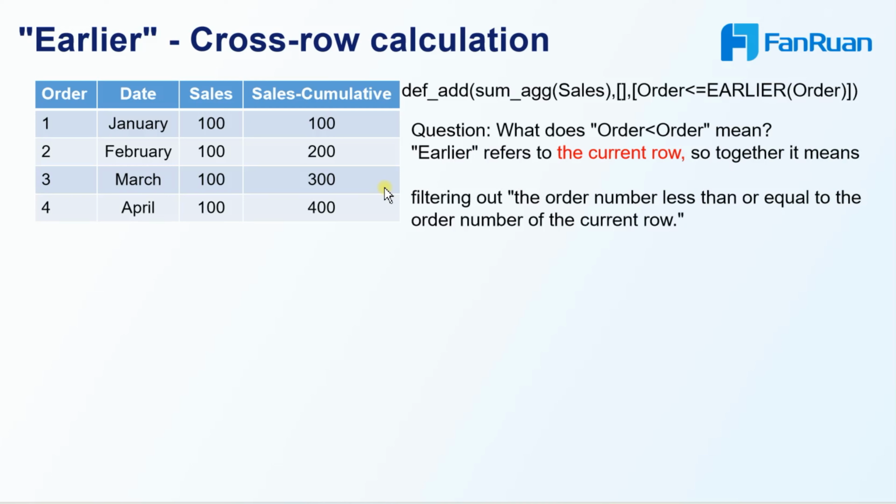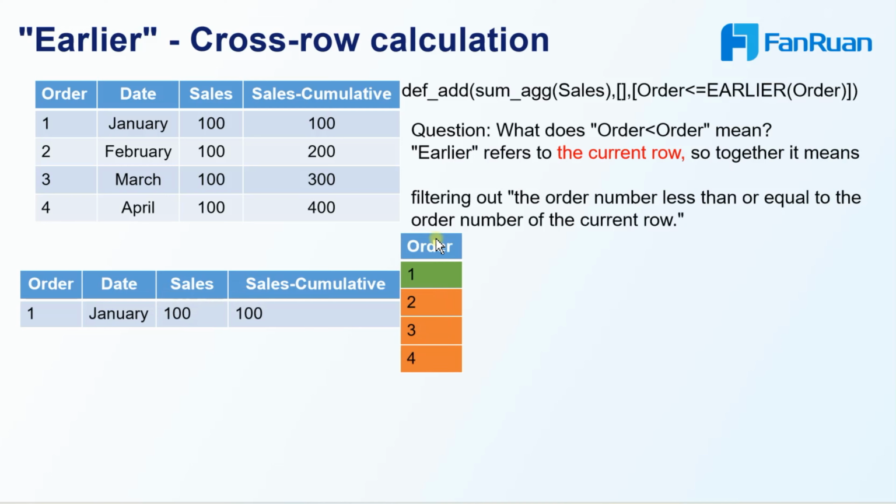However, cumulative value calculation involves using earlier for cross-row calculations. Earlier serves as a filter condition for such special calculations, which you can think of as a filter condition that applies to specific rows. Second question, why is the formula written as order less than or equal to earlier order? The answer is that earlier in the function represents the current row. So, it can be interpreted as order less than or equal to the order of the current row.